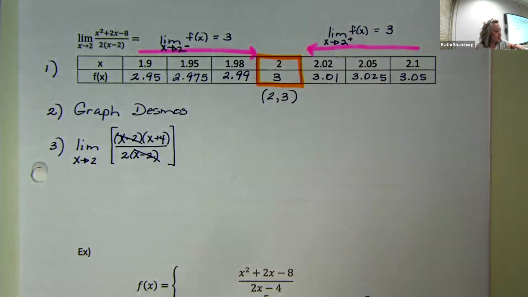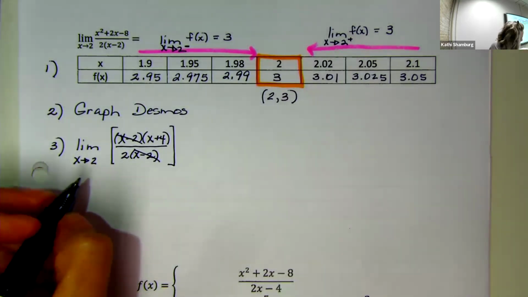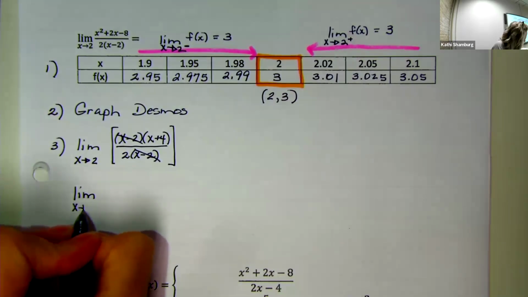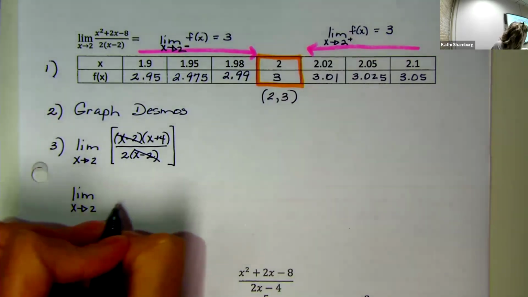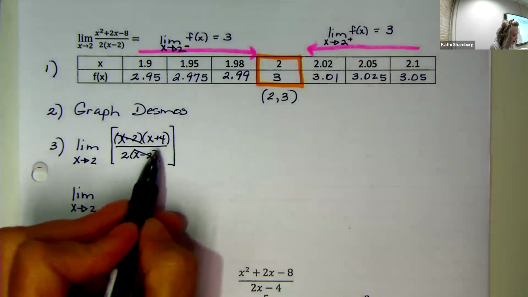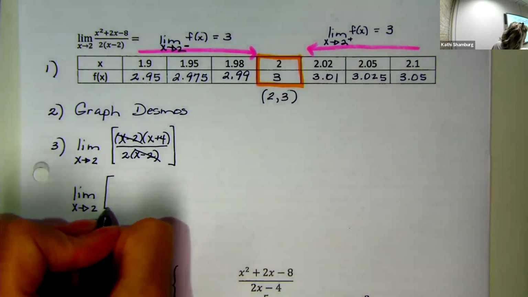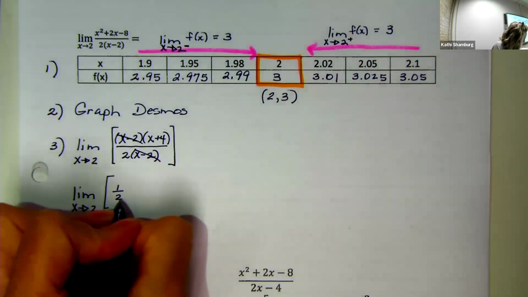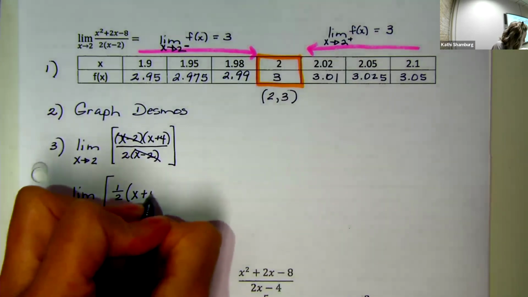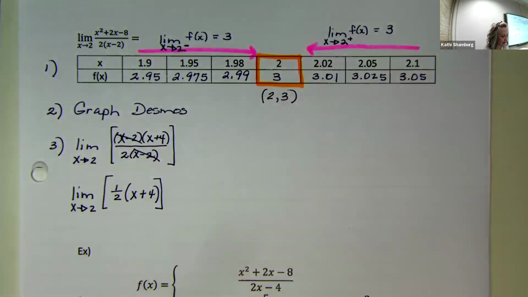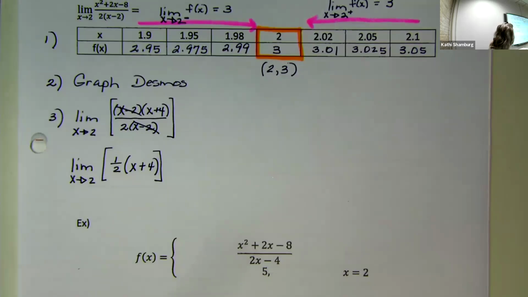We have removed that hole, to allow us then, I am now left with the limit as x approaches 2, and I am left with x plus 4 over 2, or you could write it as 1/2 times x plus 4. If you wrote it as x plus 4 over 2, I'm fine with that. It doesn't matter. It means the same thing mathematically. You could distribute the 1/2 through, but technically we don't have to.